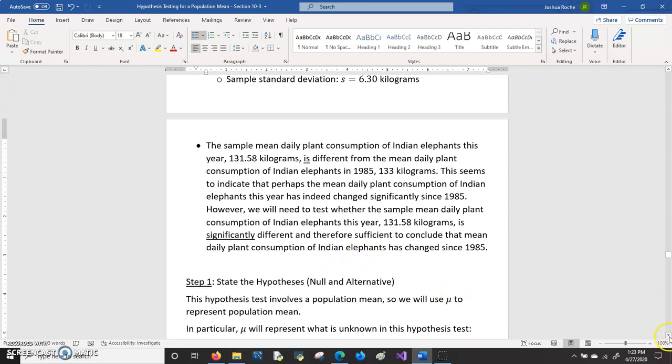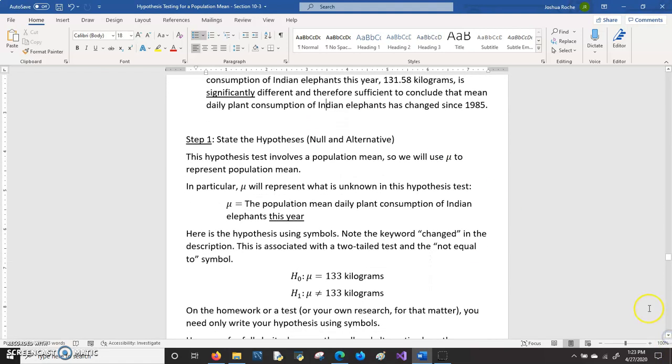So step 1 is to state the hypotheses. This hypothesis involves the population mean, and so as before, we'll use mu to represent population mean. In particular, mu is representing what is unknown in this hypothesis test. The unknown here is the population mean daily plant consumption of Indian elephants this year. The population mean is known for 1985, and the sample mean is known for this year, but what is not known is the population mean for this year.